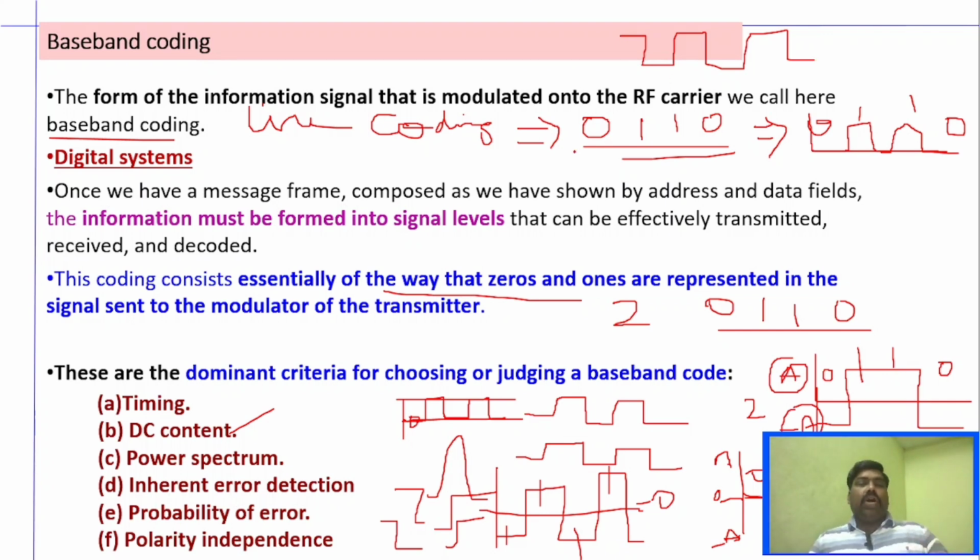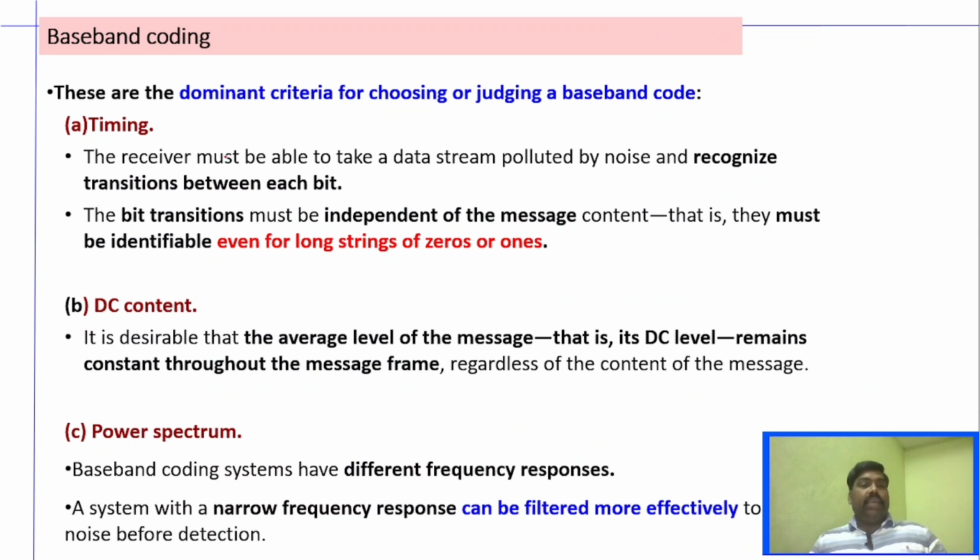So all these are dominant characteristics of baseband coding, and based upon these characteristics, we can choose the baseband coding or line coding, right? And we will see this one by one. For example, timing. As I said, the receiver must be able to receive the polluted, noisy signal, and it should be able to recognize the transition of each bit, right? And that is the transition which is happening at the beginning of the bit and in the middle of the bit. Everything has to be detected perfectly, even if there is a continuous string of ones or zeros, right?